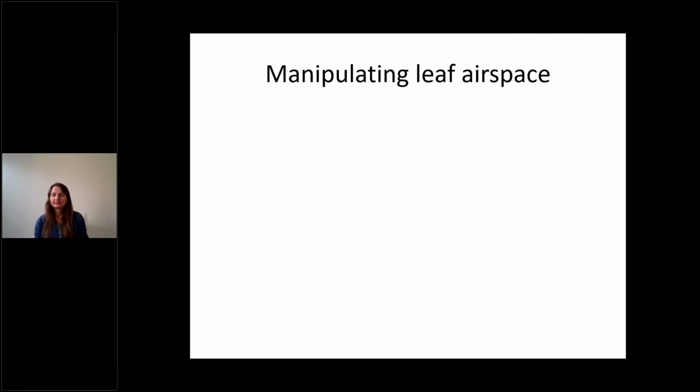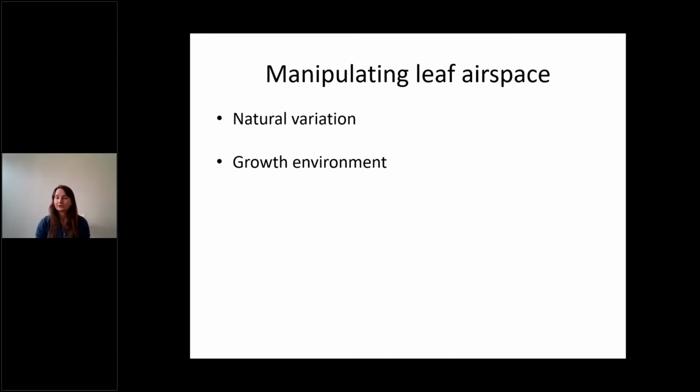So one thing to think about if we want to try and optimize any trait is understanding how we can access variation in that trait, because if we want to know what makes something better or worse, we need different versions to look at and see how they perform compared to one another. As a few examples, obviously there will be some natural variation in leaf structure. Different growth environments can give rise to different leaf structures.